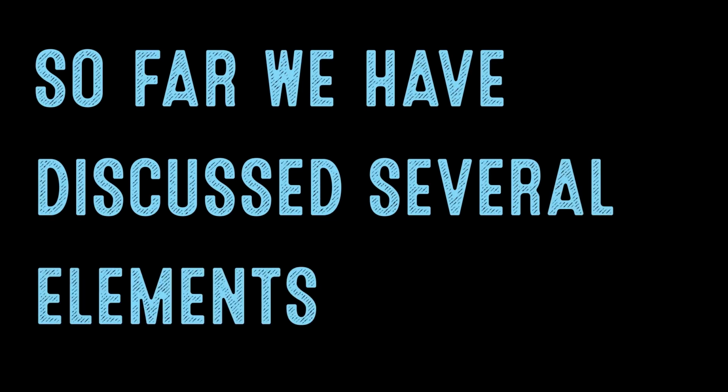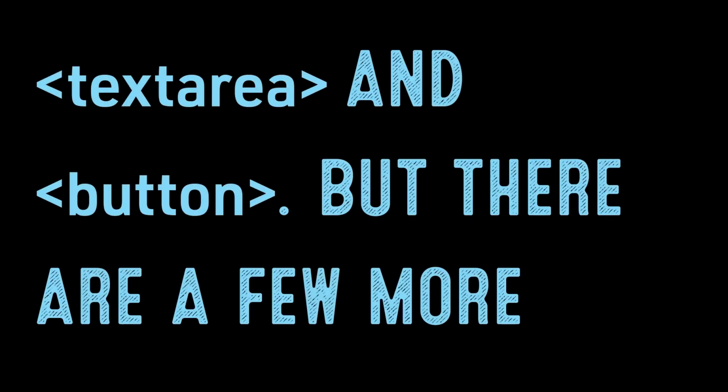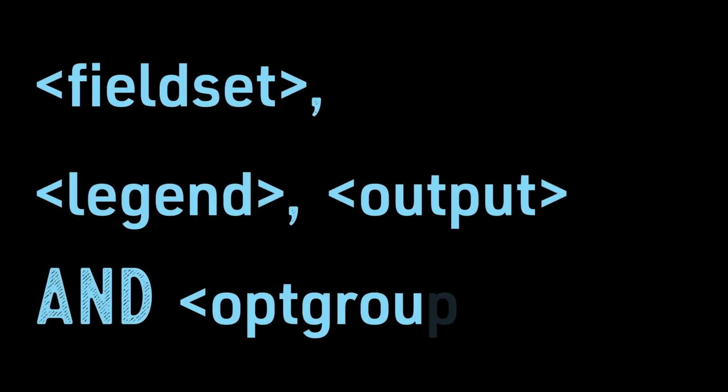The daily code snippet. So far we have discussed several elements associated with forms like input, label, datalist, option, textarea, and button. But there are a few more elements that you should be aware of, like select, fieldset, legend, output, and optgroup.